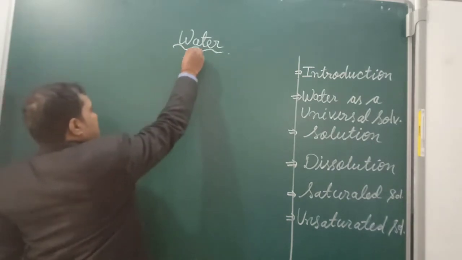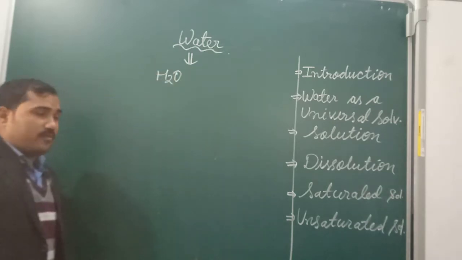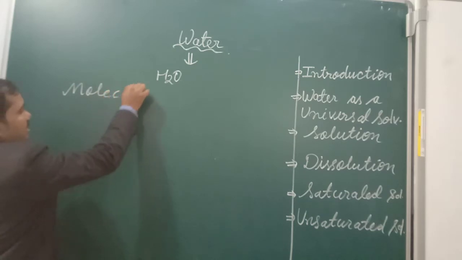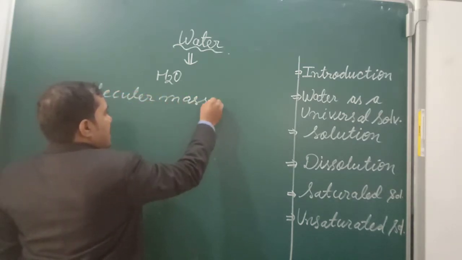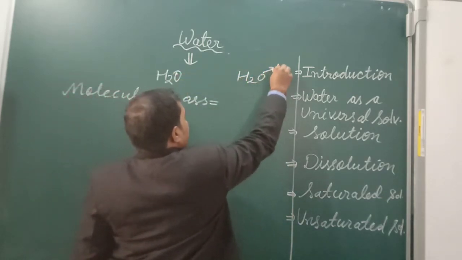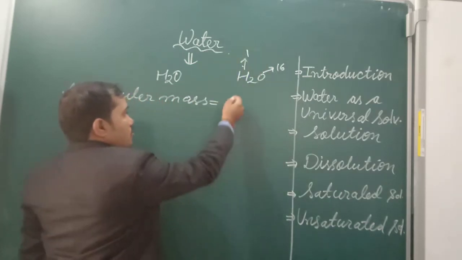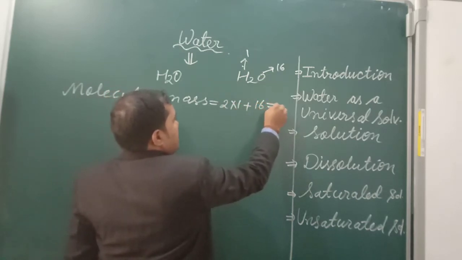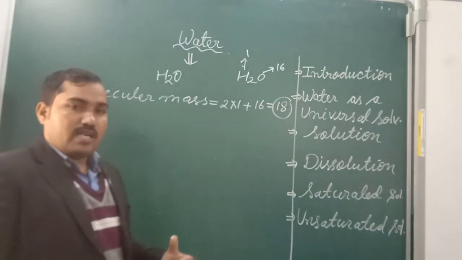Water has the molecular formula H2O. If you want to calculate the molecular mass of water, here oxygen atomic mass is 16, each hydrogen has atomic mass 1. So 2 hydrogen, 2 into 1, plus oxygen which is 16, is equal to 18. Means the molecular mass of water is 18.